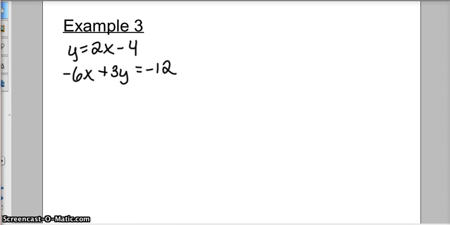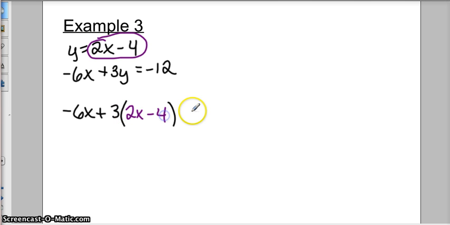Example 3. Okay, so again, y is already by itself. Everything else is on this side in this top equation. So we're going to take that, plug it into this next equation. So we have negative 6x plus 3, and then that's times y. So in parentheses, I'm going to plug in 2x minus 4, bring down my equals negative 12, and solve.